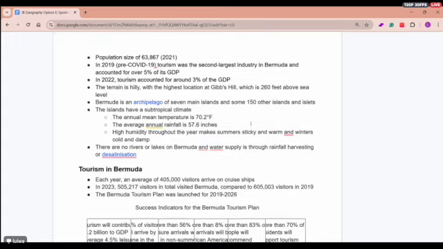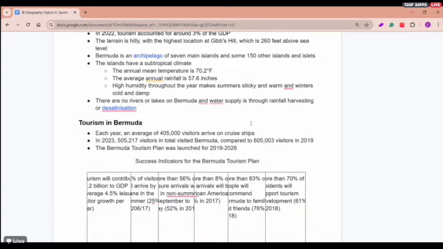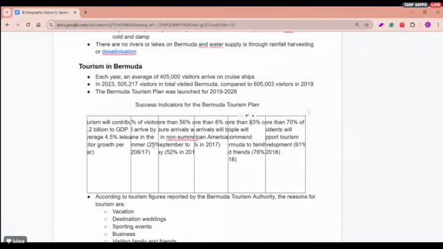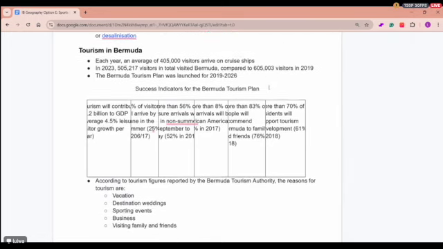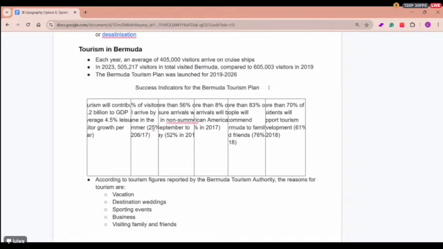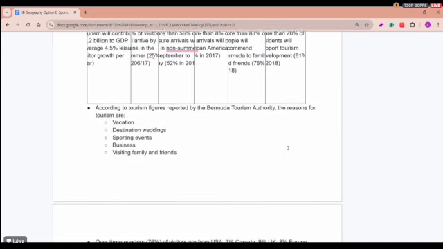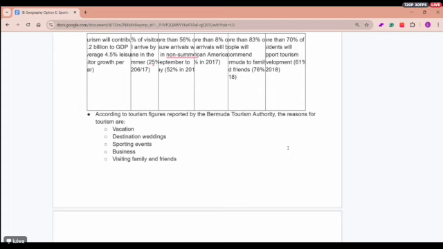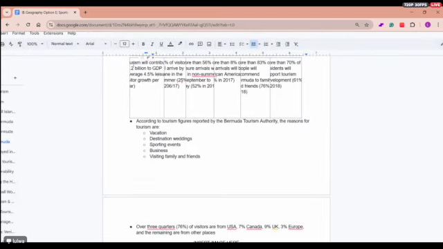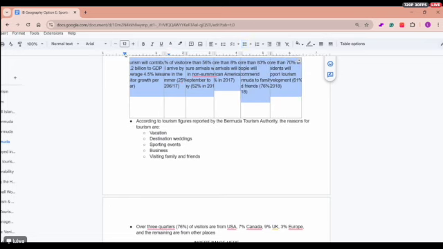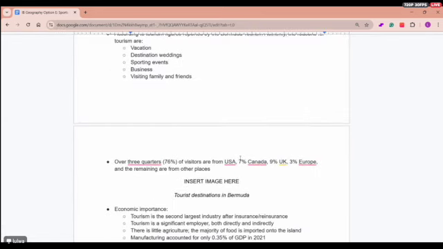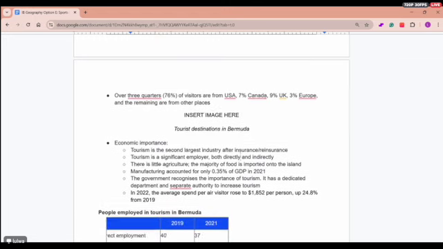The islands have a subtropical climate, and there are no rivers or lakes in Bermuda. Therefore, water supply is through rainfall harvesting or desalination. So each year, there's an average of 405,000 visitors who arrive on cruise ships to Bermuda. And in 2023, 505,000 visitors in total visited Bermuda, compared to 605,000 in 2019. And so, according to tourism figures reported by the Bermuda Tourism Authority, the reasons for tourism, of course, are vacation, destination weddings, sporting events, business, and visiting family and friends. And so, over 3/4 of visitors are from the USA, Canada, UK, and Europe, and the remaining are from other places.